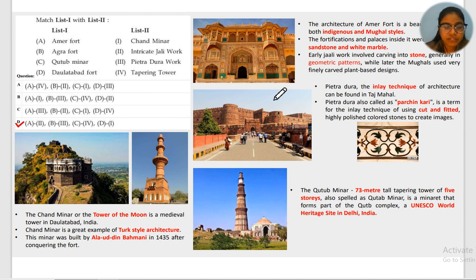Next is a match the following type of question. Here two lists are given to you. The first list talks about forts and minars, and the second list gives some special features of those forts or minars. The first option is Amer Fort. The Amer Fort is famous for its intricate jali work. The intricate jali work means the delicate jali work.